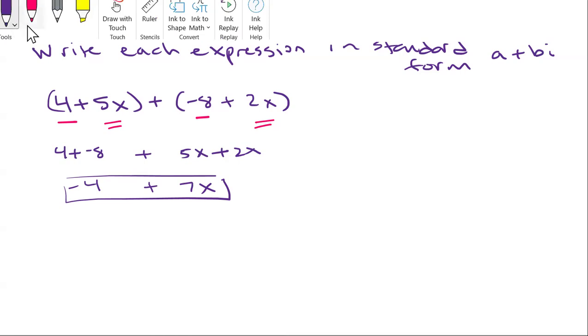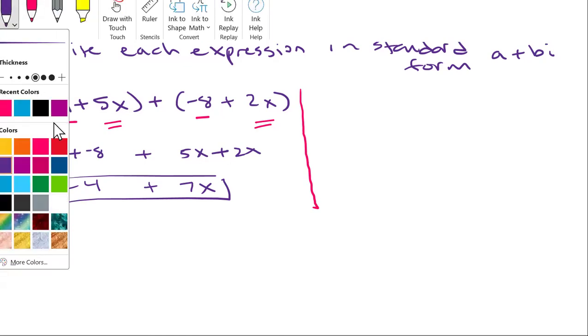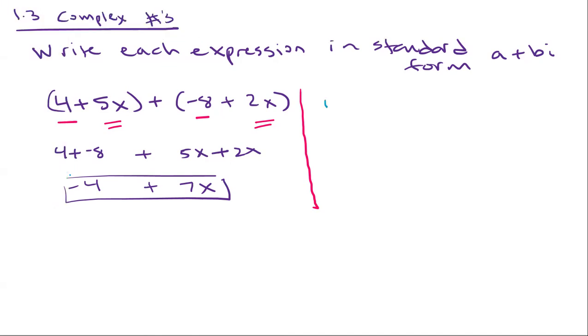Simplifying in complex numbers is going to be the same thing or similar. So let's say that we rewrote this as 4 plus 5i, plus negative 8 plus 2i.